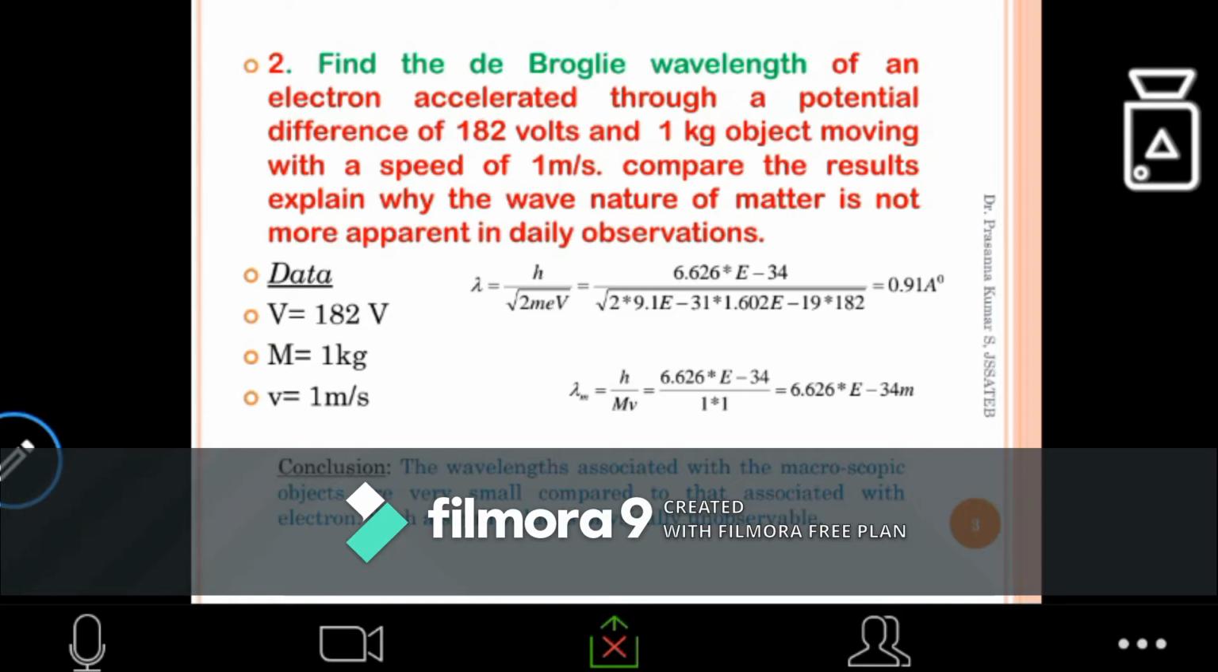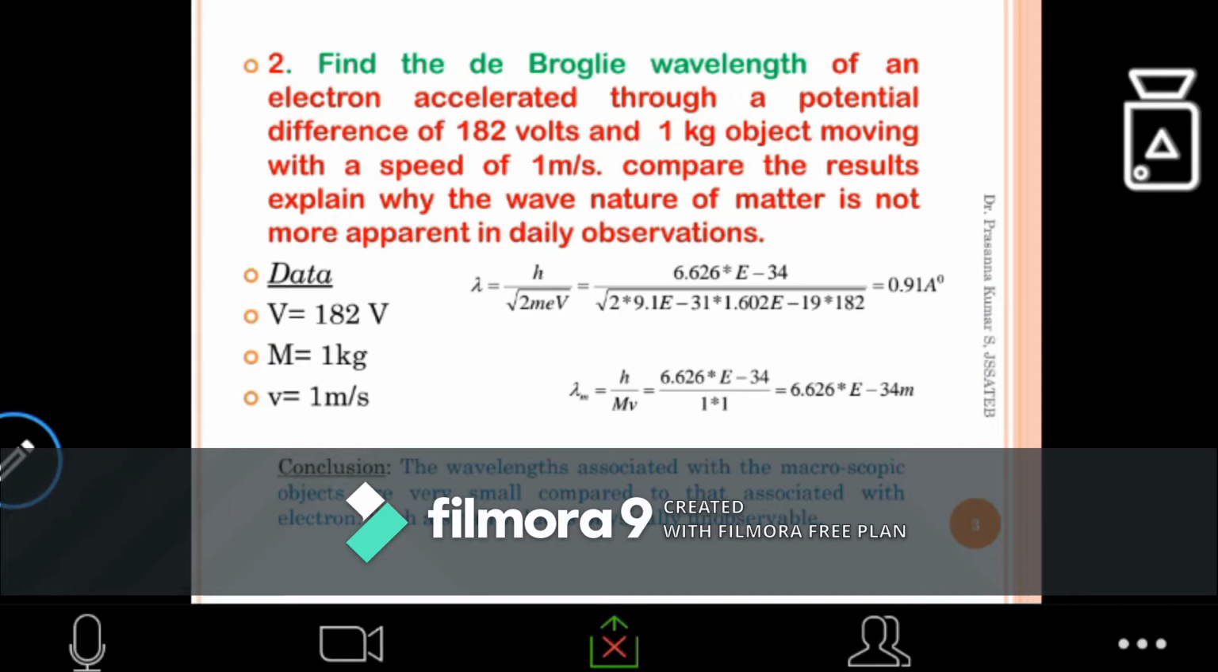To get the de Broglie wavelength of an electron, the formula you know as usual. It is accelerated under a potential of 182 volts. Therefore, the formula becomes lambda equals h by root of 2meV, as you have already seen in the previous one. h is Planck's constant, m is the mass of the electron, 9.1 times 10 to the minus 31, and the charge on it is 1.602 times 10 to the minus 19, and the voltage is similar to the earlier one. Instead of 200, it is 182, and the wavelength is found to be 0.91 angstroms.